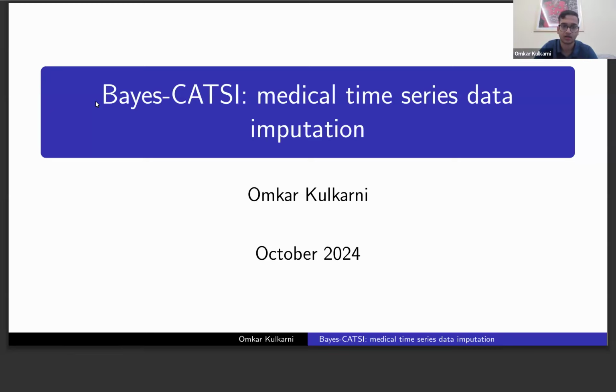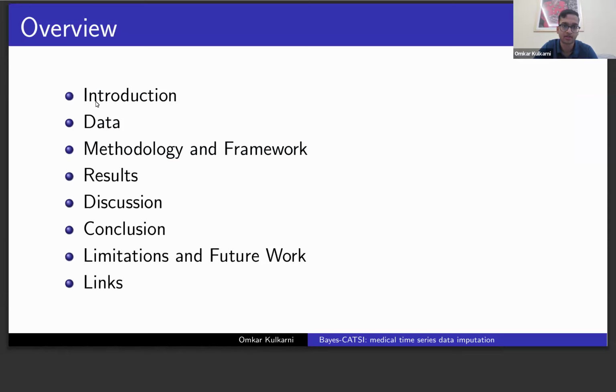Okay. Hello all. I'm Omkar here, and today I'll be presenting our latest work, which is Bayes-CATSI in the domain of medical time series data imputation. I'll begin this presentation with the introduction, followed by the data, methodology and framework, followed by the results, discussion, conclusion, limitations, and future work.